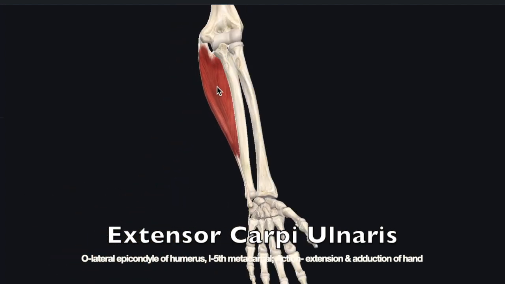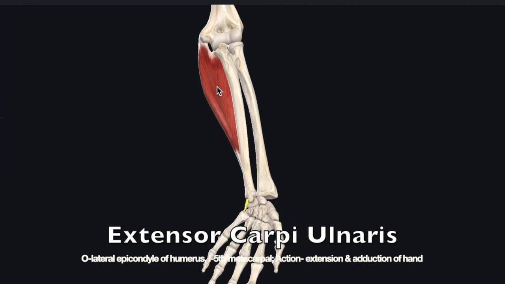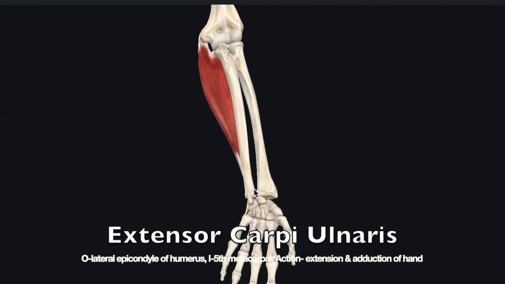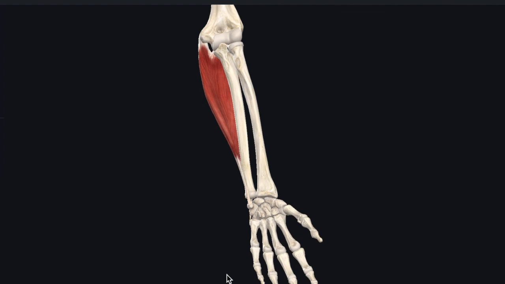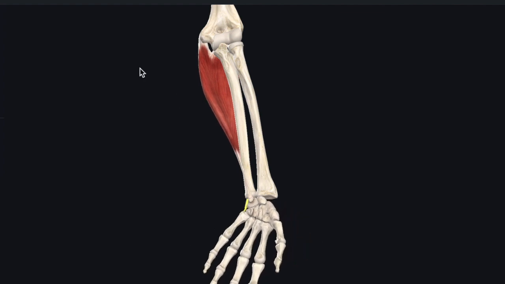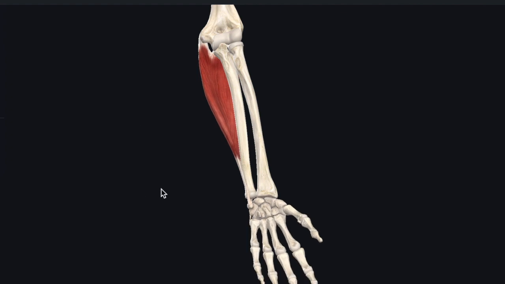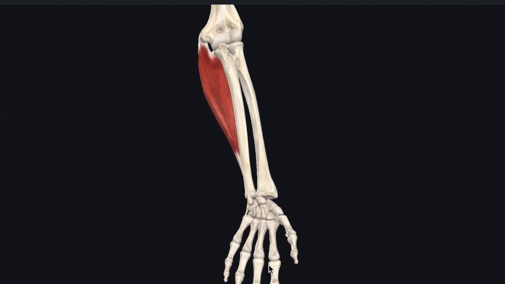Now, just like the Flexor Carpi Ulnaris, it will also be involved in adduction of the hand. So it's going to bring the hand toward the body. The body would sit right in this position here, and it will draw the hand toward the body.